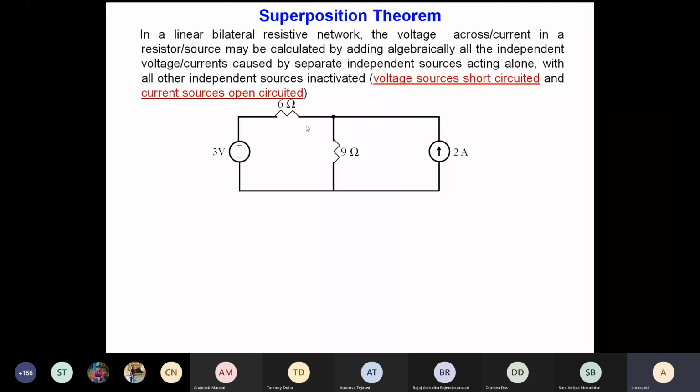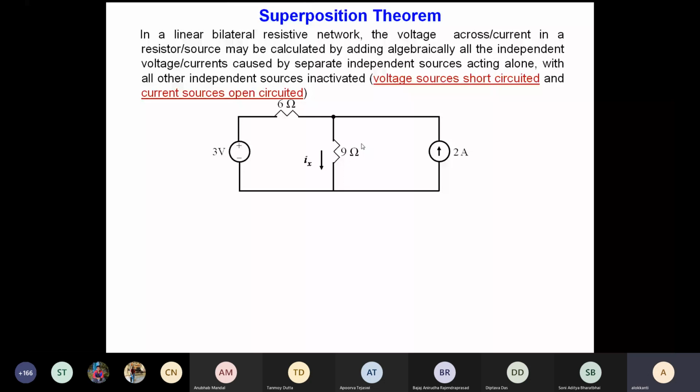So you are given a simple circuit to explain. It has two sources. I have given one as a current source and the other as a voltage source. Suppose the problem is: what is the current through this 9 ohm resistance? There are two sources connected, so find the current through the 9 ohm resistance by applying the superposition theorem.